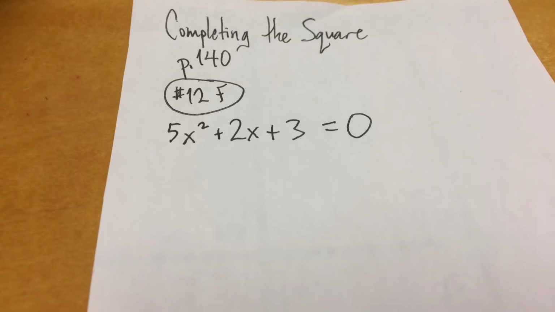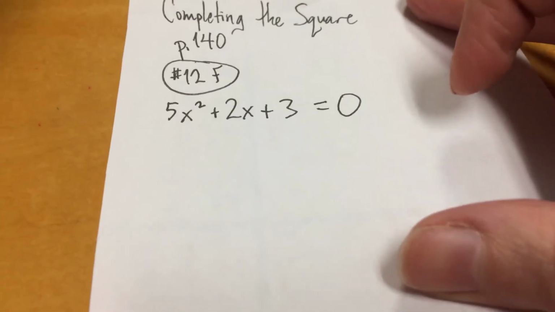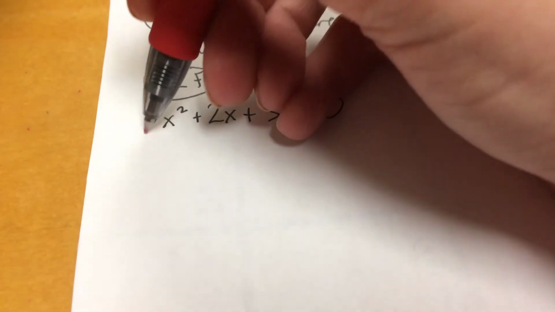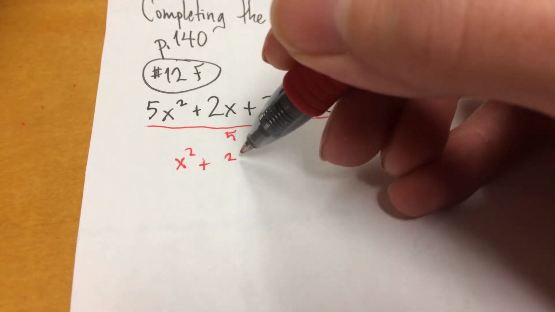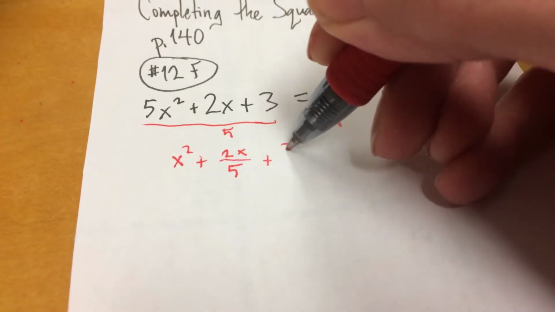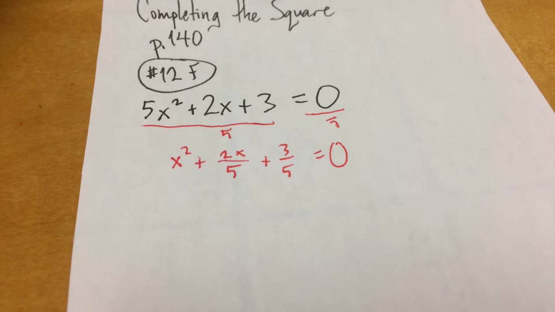Okay, here's an example for completing the square. This is number 12F from the homework that was due today. So if we want to do this with completing the square, first we need to divide both sides by a, which is 5 in this case. So we get x squared plus 2x over 5, also known as 2/5 x, plus 3/5 equals 0, because 0 divided by 5 is still 0.